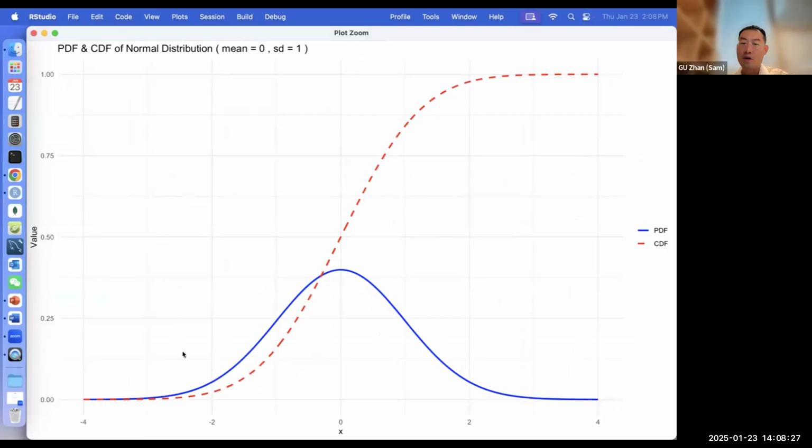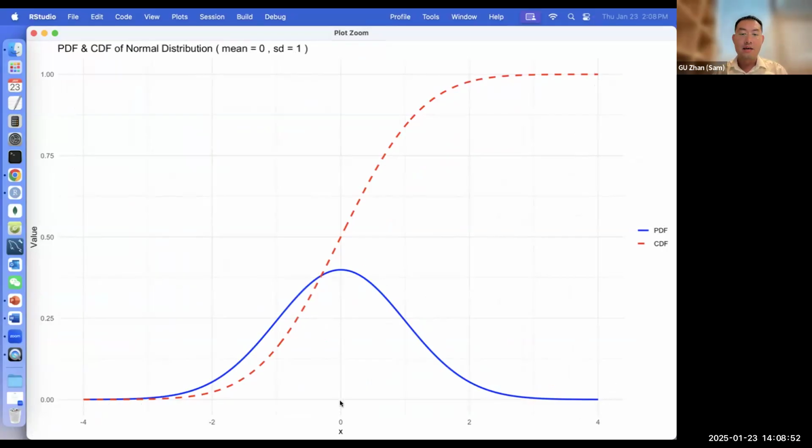One is the probability density function for a normal distribution. Why do you know it's a normal distribution? It's a 0 mean, unit variance, so it's a standard normal distribution, called the Z distribution. Then the cumulative distribution function is also overlaid here. It is cumulative, so it starts from 0 till 100%. That's the maximum.